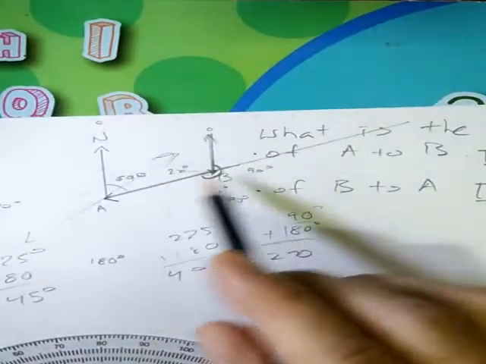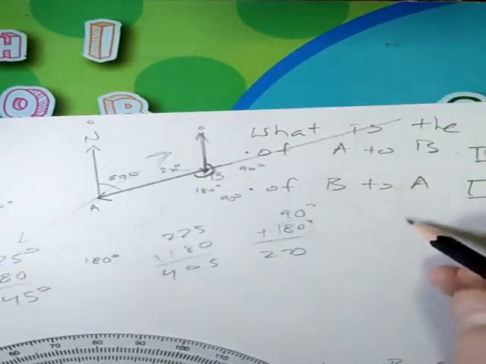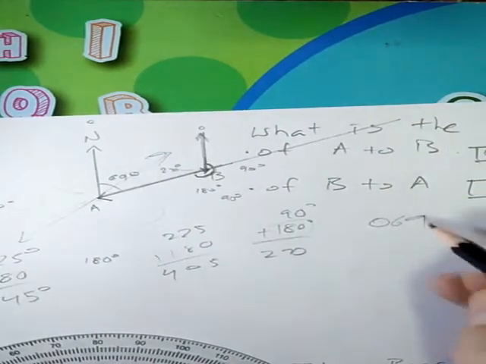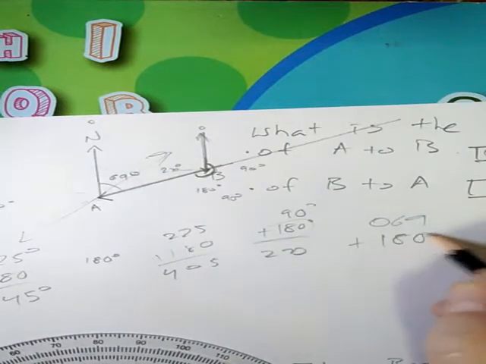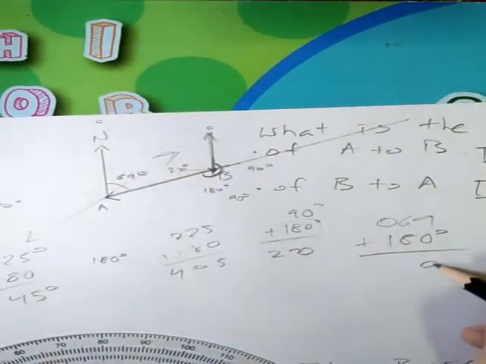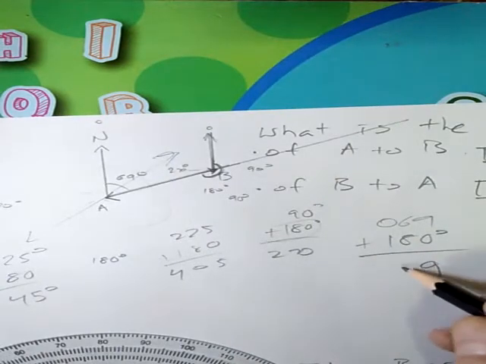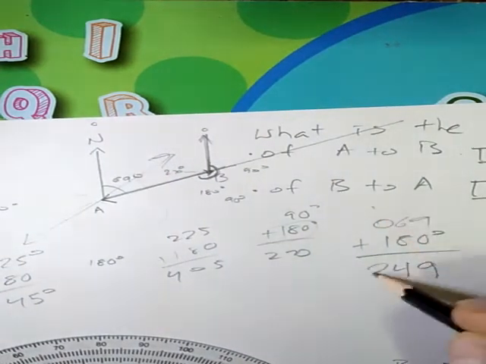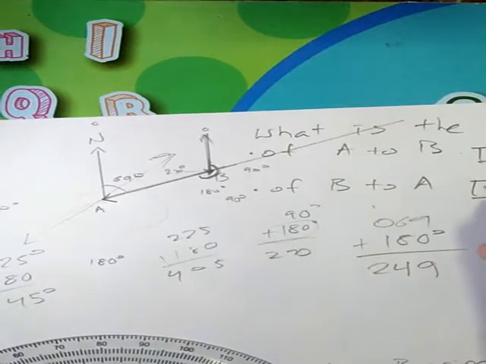So my original bearing from A to B was 069, so I am going to add 180 for the bearing from B to A. So that is 9, 6 plus 8 is 14, carry the 1, 249. 249.